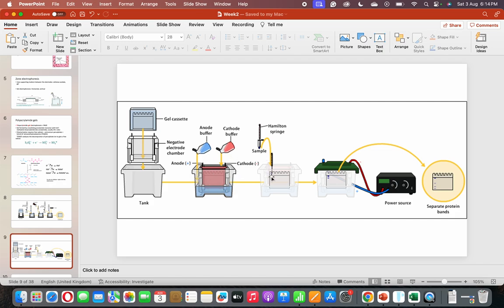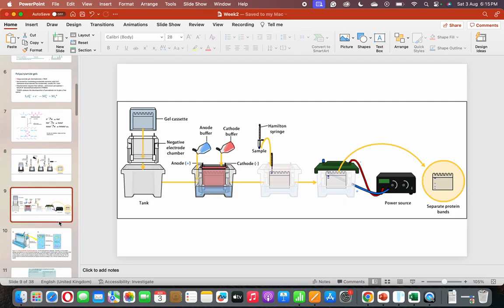After that, once we remove the comb, all these little holes are left where we can load a sample. Then once we apply the potential difference across these two electrodes, our samples will migrate in the electric field. When we run an SDS-PAGE gel, we mix our sample with SDS, and that gives a negative charge to the sample, so it will migrate towards the anode. It will migrate downwards into the gel and be separated on the basis of molecular weight.